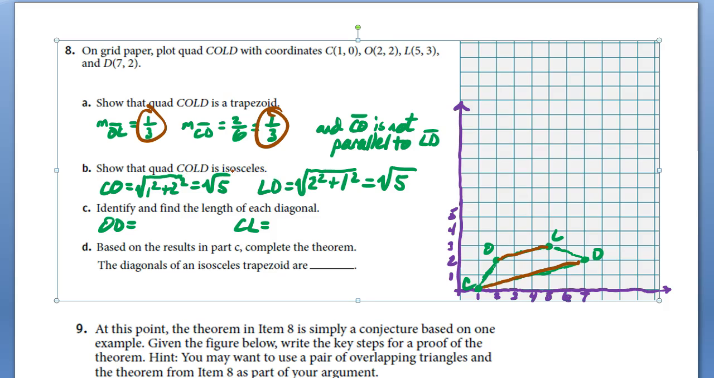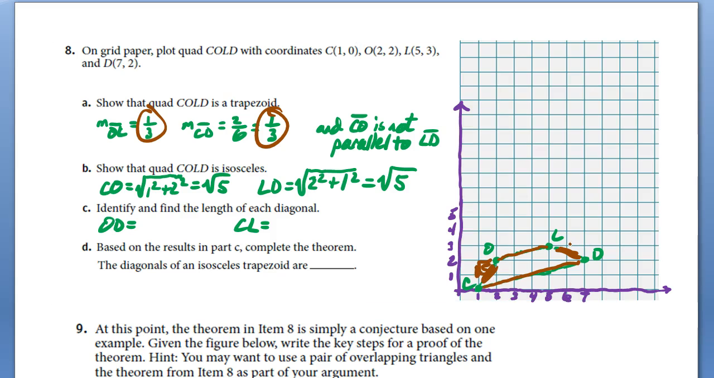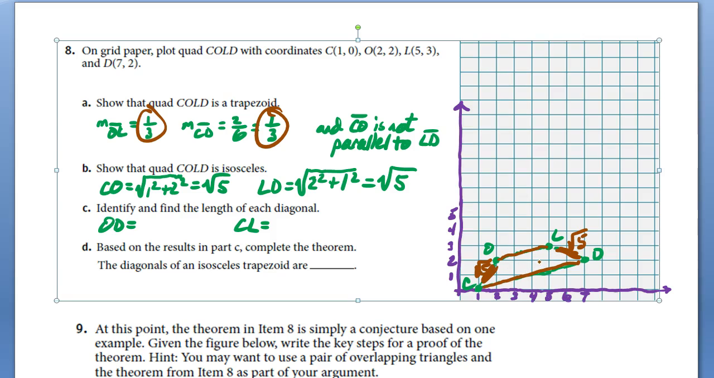Question B, show that it's isosceles. So think about what an isosceles trapezoid has. It has congruent legs. So this time we want to show that this leg from C to O is the same length as this leg from L to D. So we use the distance formula. That involves a square root. And remember how it's the change in x squared plus the change in y squared? This distance turns out to be the square root of 5 units. And this distance is the square root of 5 units. That shows that it's isosceles.